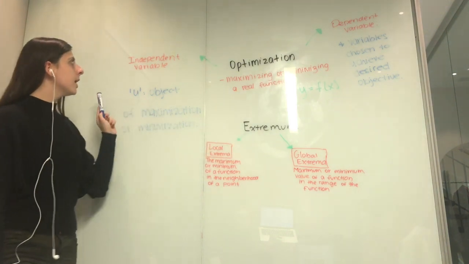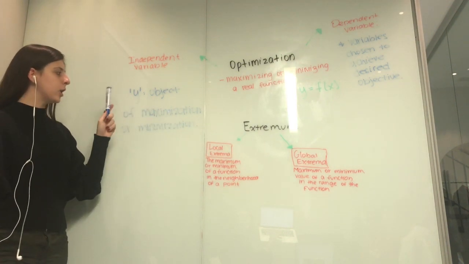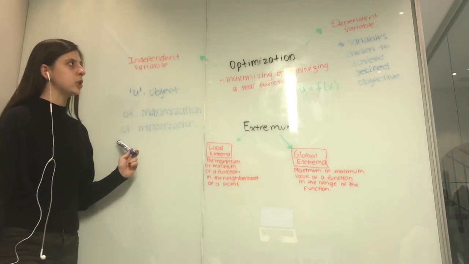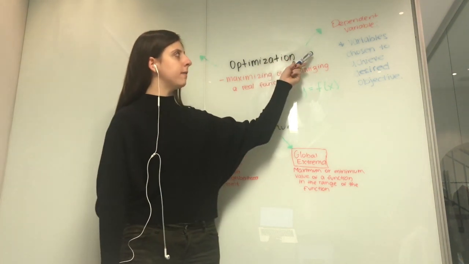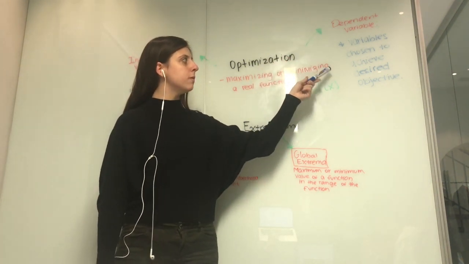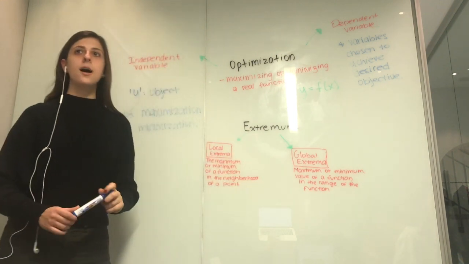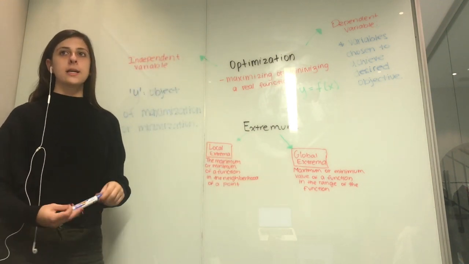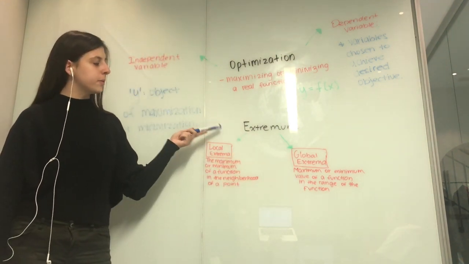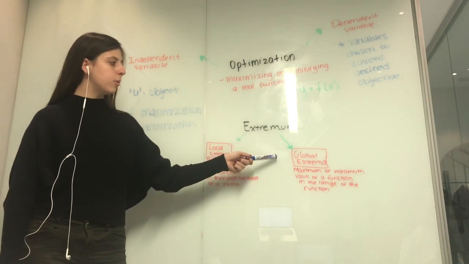First, we have to define the independent variable, which would be y, an object of maximization or minimization, and then we have to define the dependent variable, which are variables chosen to achieve a desired objective. Now, what do you collectively call the maximum and the minimum? That will be extrema, which we can divide into the local and global extrema.